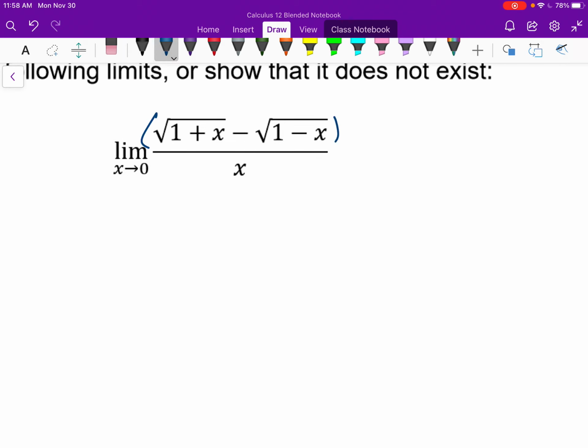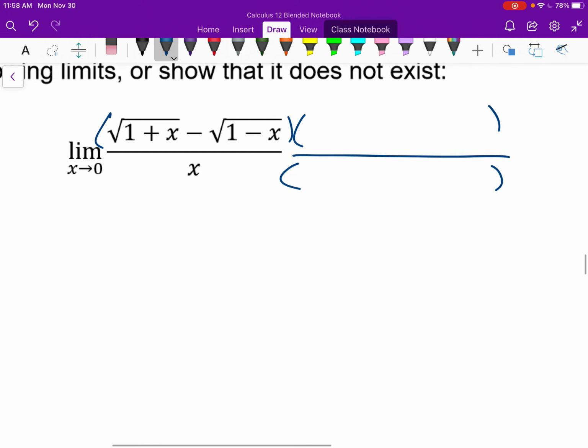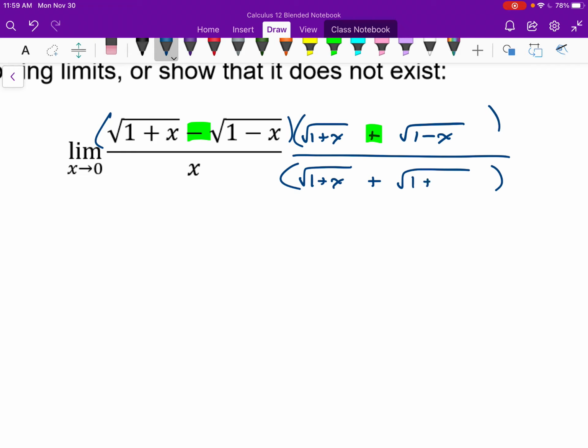So again, if I multiply by the conjugate, it's always a binomial. So the conjugate only applies to the numerator because there's only one term down here. So I want to multiply by the conjugate of the numerator, which in this case is going to be root 1 plus x plus root 1 minus x. Key is the exact same binomial as the numerator, just a different sign in the middle. My denominator, just do the exact same thing. If I don't do the exact same thing to my denominator, I've just changed the expression. It's no longer equivalent.